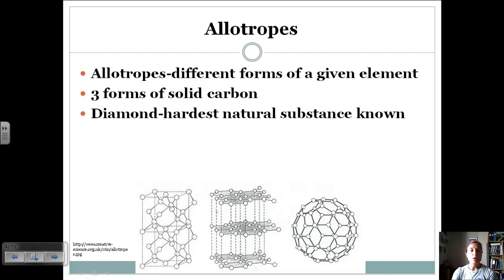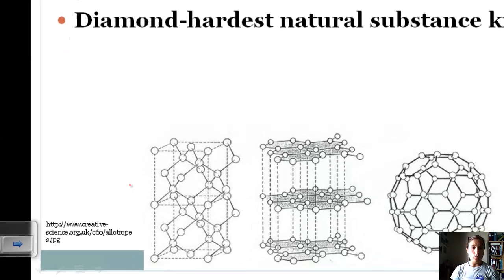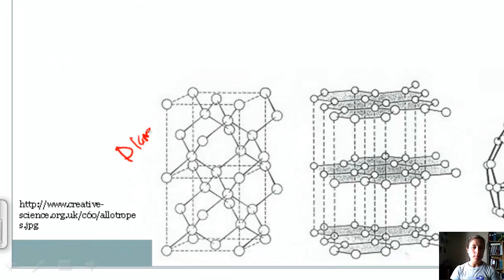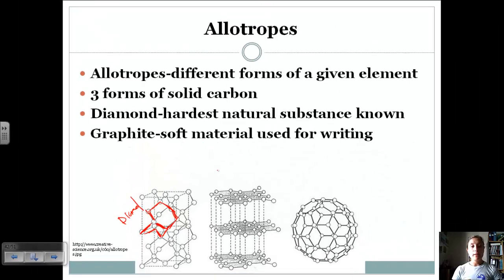Okay, so the first allotrope of carbon is diamond. Diamond is the hardest natural substance known to man. It's clear and it's crystal in structure. So this is diamond, and if you look, you can see that the way the carbon atoms are bonded, it's forming this very stable, hard crystalline structure. So there isn't going to be a lot of movement there. It's really solid.